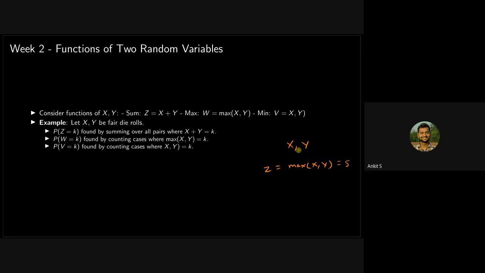What are all the possible pairs for x and y? It will be something like 1 5, 2 5, and so on. Then 5 1, and so on, right? So you will have to consider all the possibilities. The probability is found by summing over all pairs where this happens. When you are trying to find the max, you will do the same thing, and even in the case of minimum.